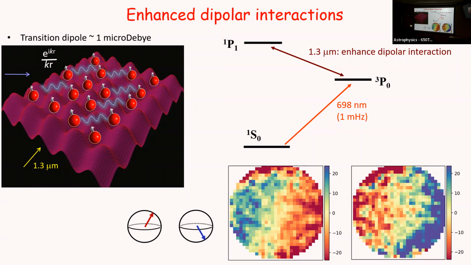This means that you now have the opportunity to tune the dipole interaction by just tuning this 1.3 micron laser. You have a dipole interaction that's much enhanced, as we can see, depending on whether the dipoles are pointing up or pointing down. You capture this image by looking at the frequency shift as a function of the spatial distribution, as a function of the k vector propagating there. And you can see that with the dipole pointing up, the shift is on the right hand side.